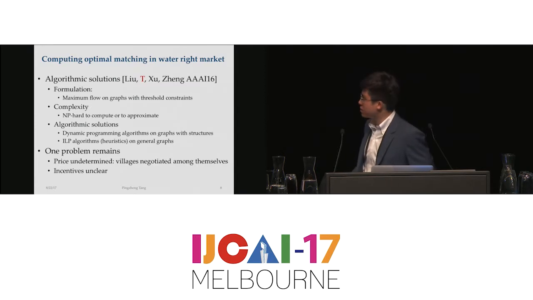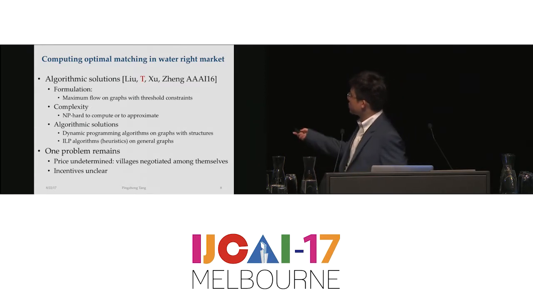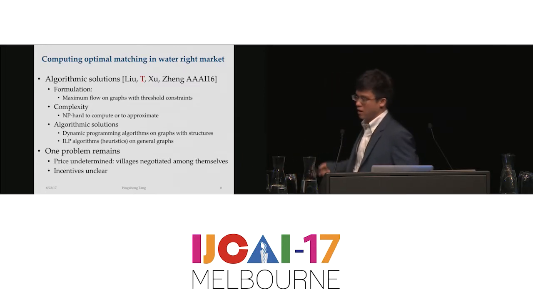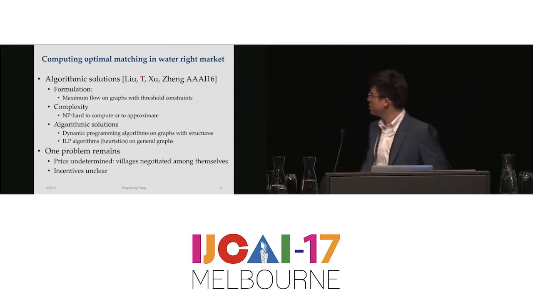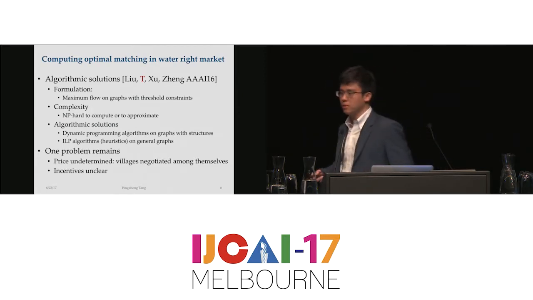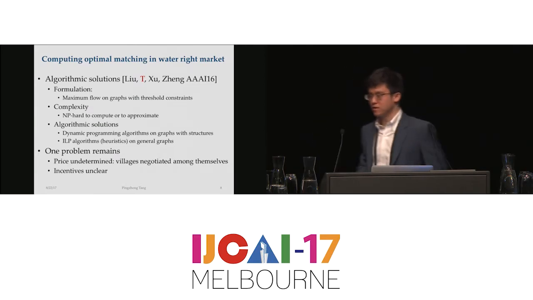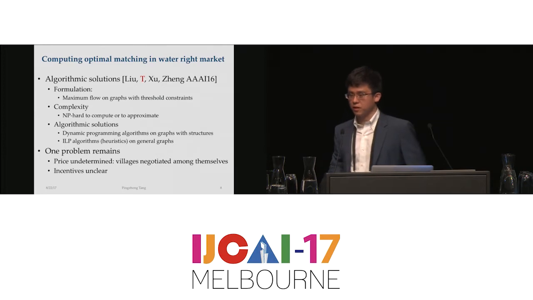So our finding is as follows. The problem of computing the maximum social welfare flow is actually NP-hard, and even NP-hard to approximate. And we come up with dynamic programming algorithms on specific graphs, on graphs with structures, as well as integer linear programs on the general graphs. And then we can solve it at the current scale, which is about 200 villages.